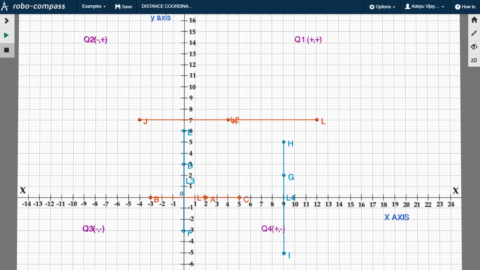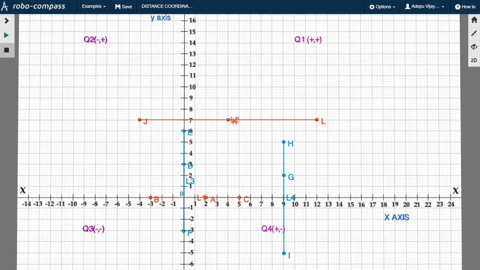So all the points on x-axis have y coordinate as 0 and all the points lying on the line parallel to x-axis have the same y coordinate. So here you can see the points J, K and L. The coordinates of J are -4, 7, for K are 4, 7 and for L 12, 7. So all the y coordinates on x-axis are 0 and on any line parallel to x-axis, all the points lying on that line will have the same y coordinate.